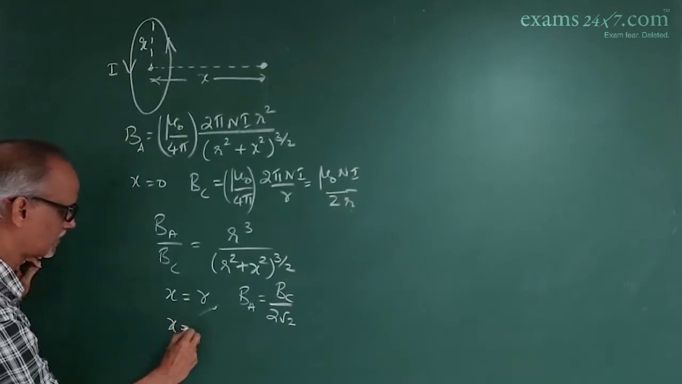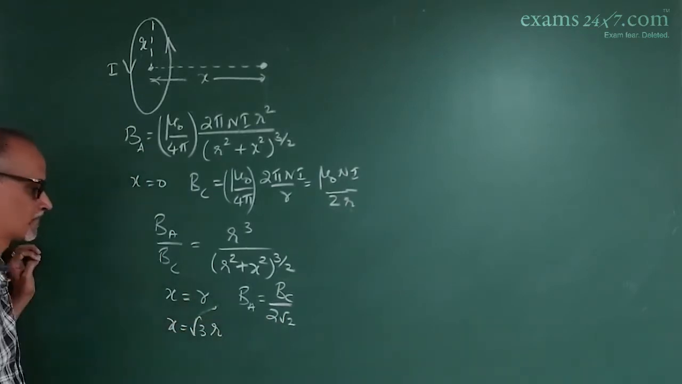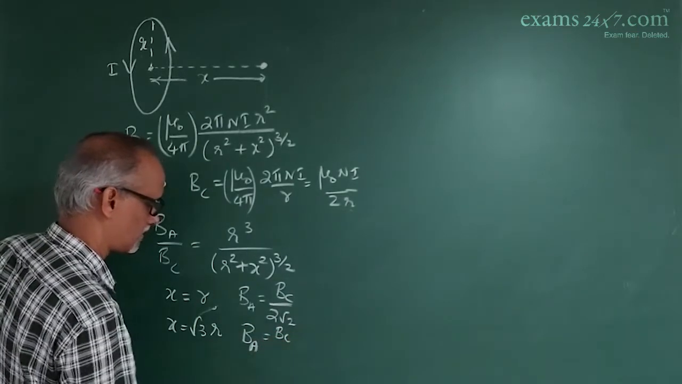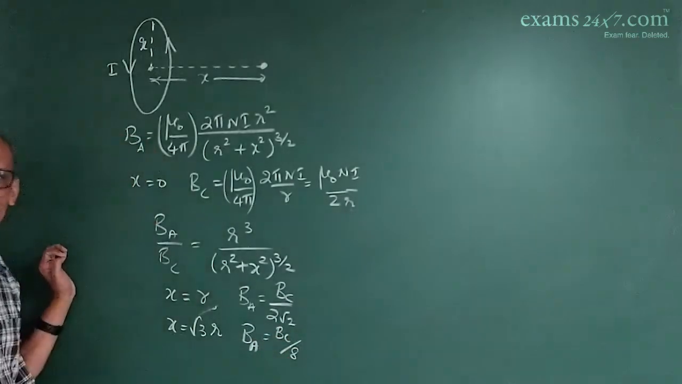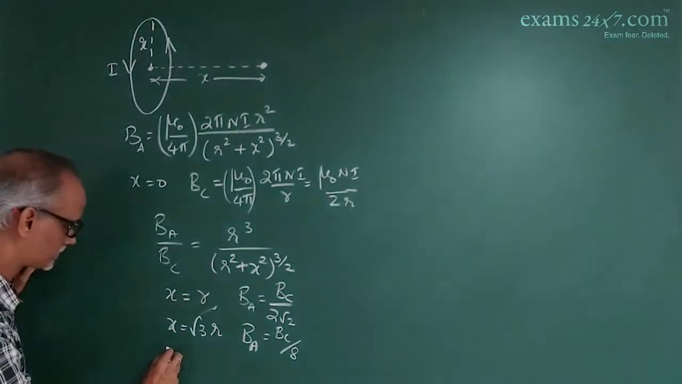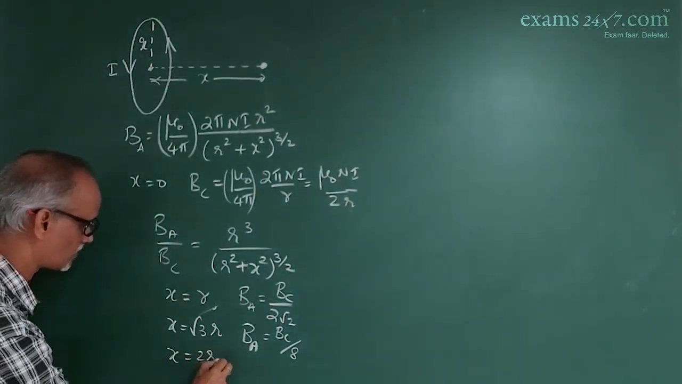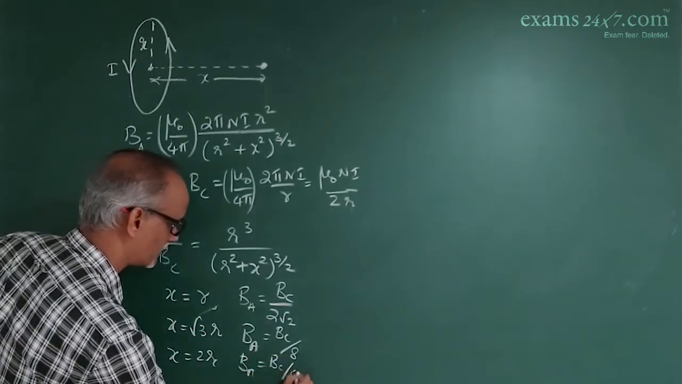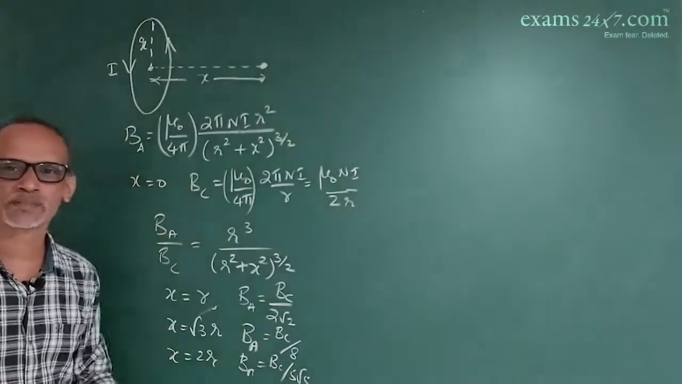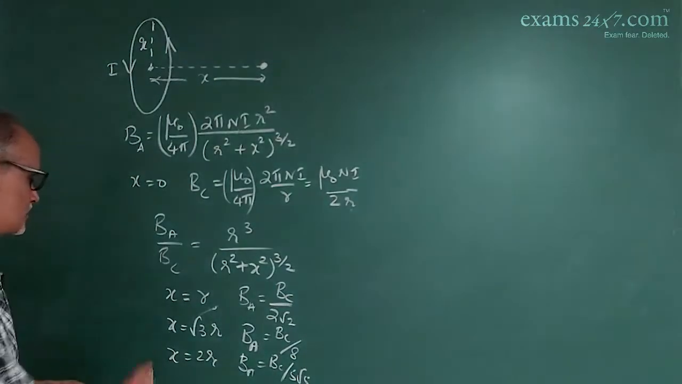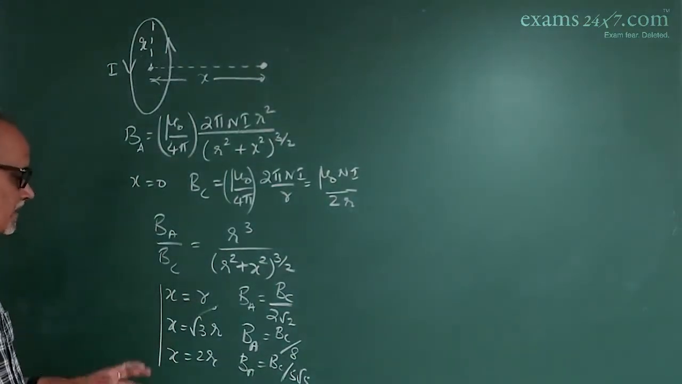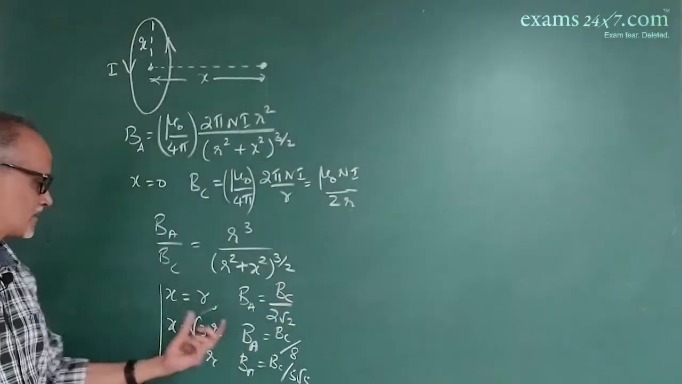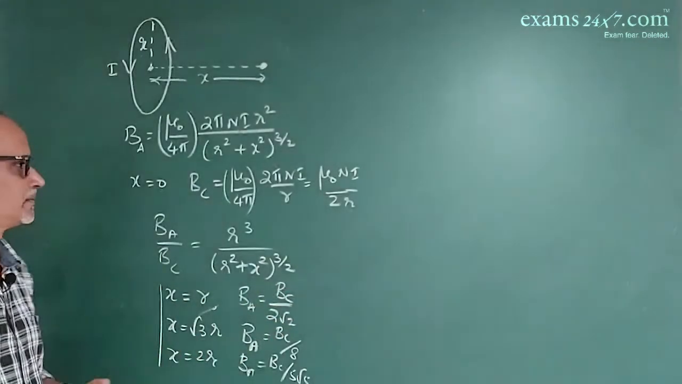Now, if X is equal to root 3 R, then BA is equal to BC by 8, and then if X is 2R, then BA is equal to BC by 5 root 5. So, these are the special cases one should remember, that relation between the magnetic field at a point on the axis to that at the center for the various distances.